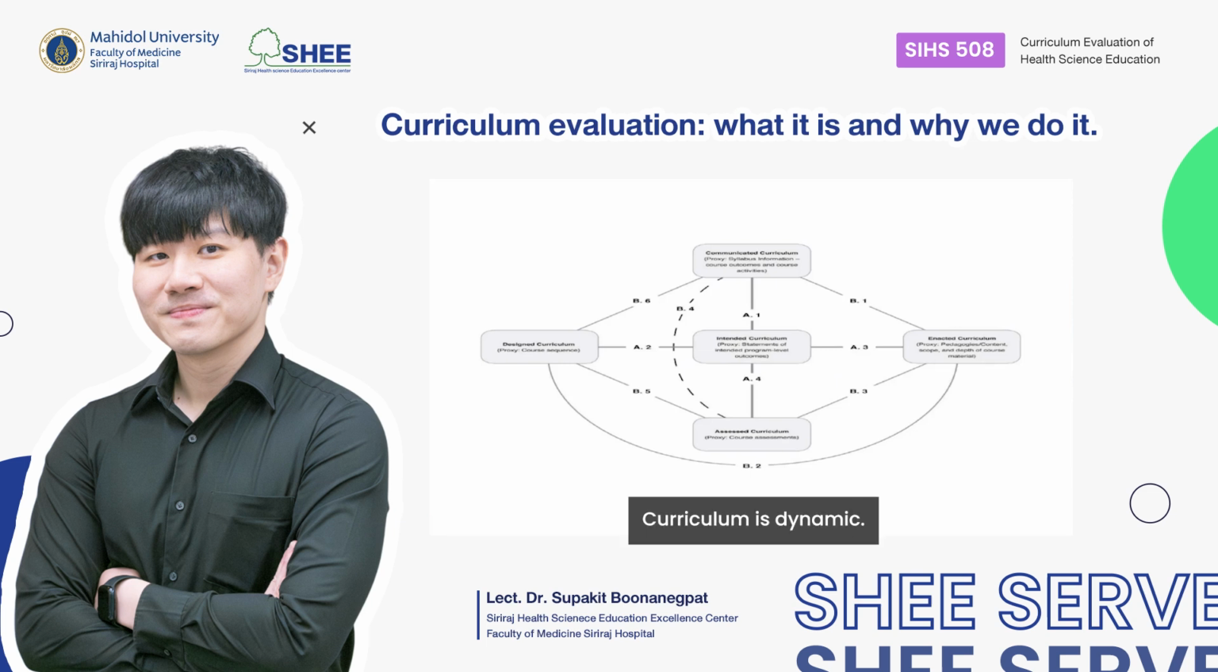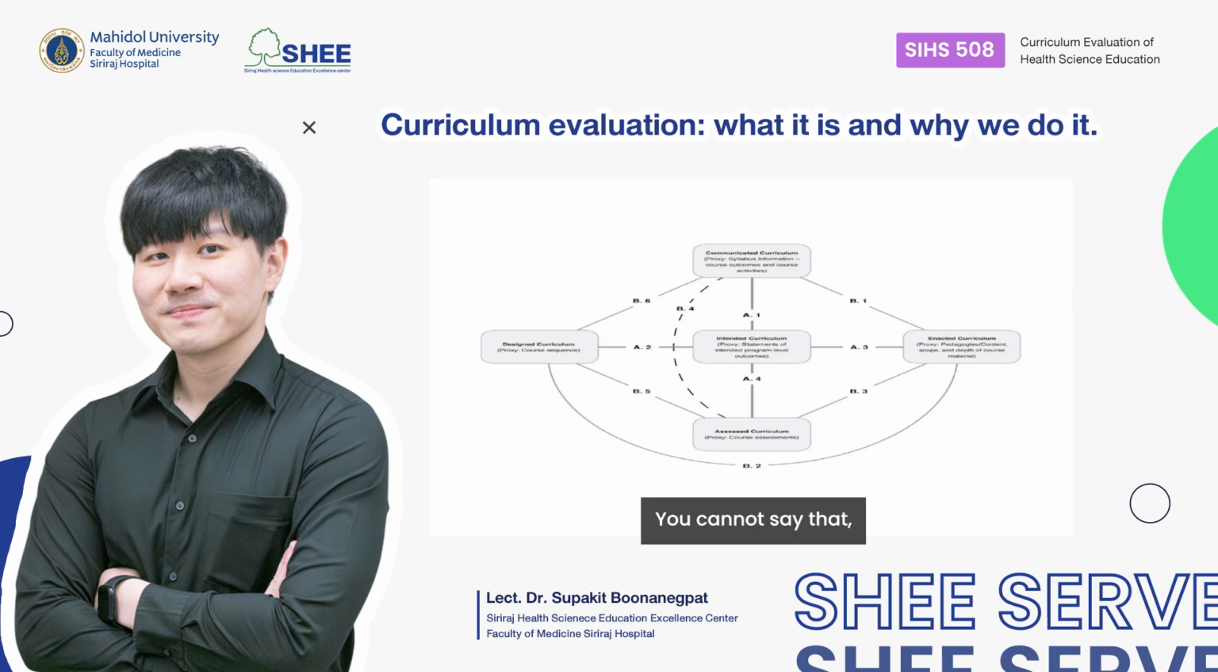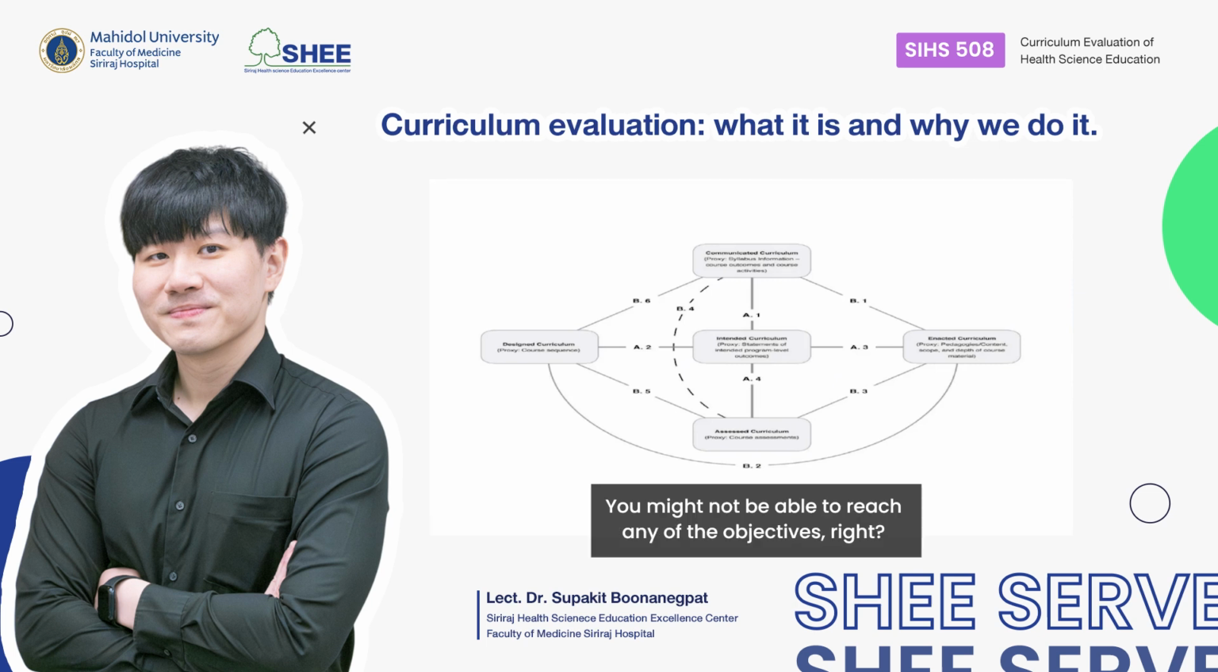Curriculum changes, curriculum is dynamic, and you have to keep on catching it, keep on studying it so that you know the current status of the curriculum. And that is the bottom line why we need to do curriculum evaluation, because it changes all the time. You cannot say, okay, I designed this curriculum on day one and it should reach these objectives. There's no way to be sure that you're still reaching objective 4. You use it for 1 year, you might not be able to reach any of the objectives, right?